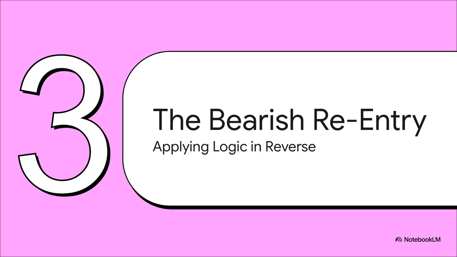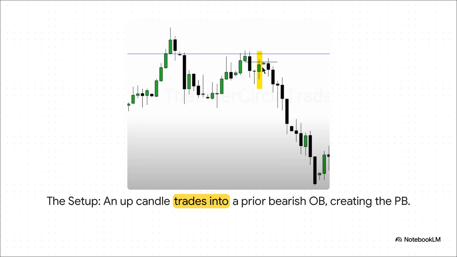All right, so that's the bullish liftoff. But what's so cool about this concept is that it works perfectly in reverse. So let's flip the script and look at a bearish reentry using the exact same logic. The setup is just a mirror image. First, we find a prior bearish order block. Then, we watch as this up candle here trades back into it. This candle right here becomes our bearish propulsion candle. It's now the new high-powered resistance level.